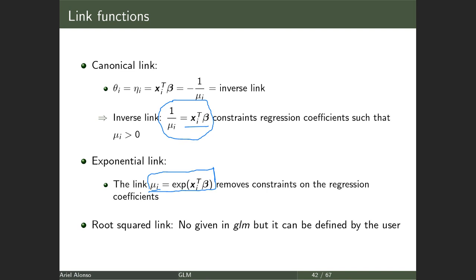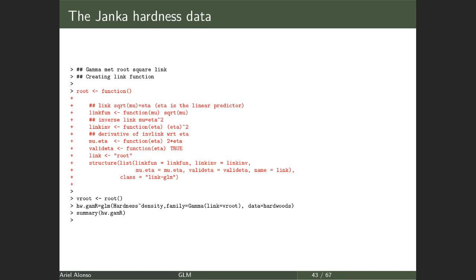You remove that problem. But now what John Elder suggested is to use a root square link, and then to use a gamma distribution with a root square link. And the problem is that in the GLM function, you don't have the root square link. But that's no problem at all, because R is flexible enough. It allows you to write down your own link function.